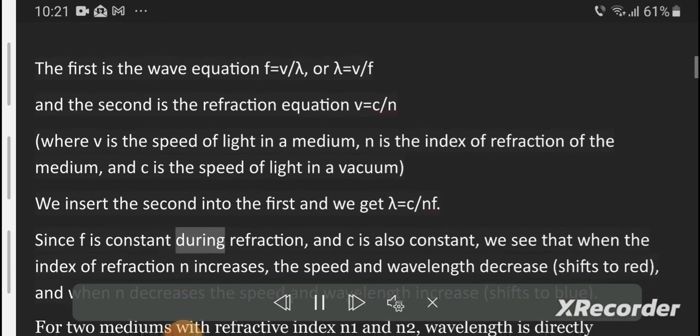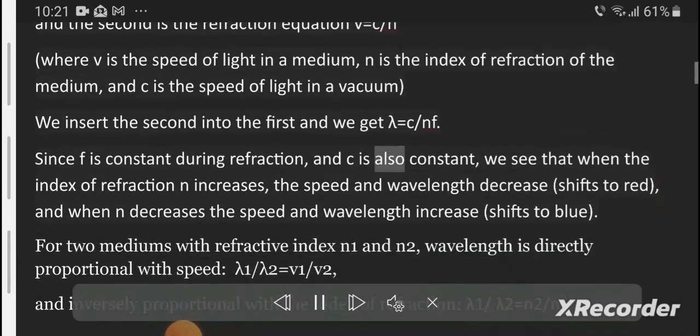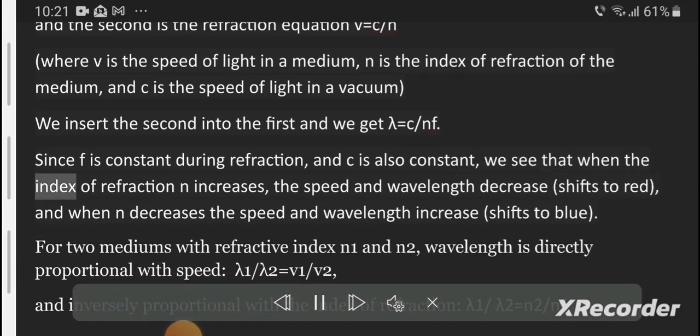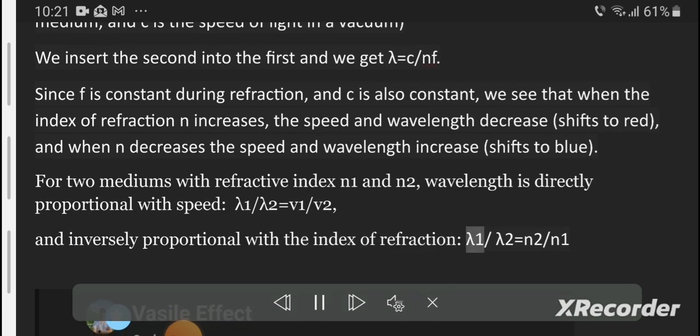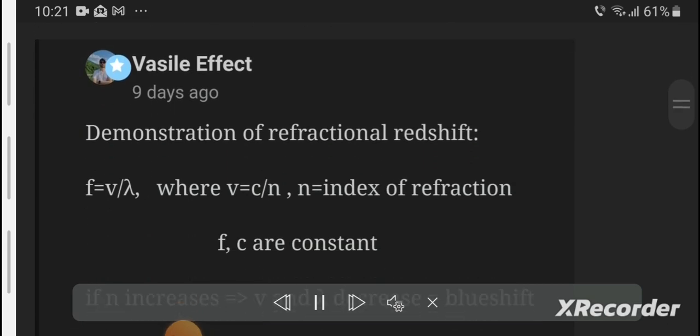Since f is constant during refraction, and c is also constant, we see that when the index of refraction n increases, the speed and wavelength decrease, shifts to blue, and when n decreases the speed and wavelength increase, shifts to red. For two mediums with refractive index n1 and n2, wavelength is directly proportional with speed, lambda1/lambda2 equals v1/v2. And inversely proportional with the index of refraction, lambda1/lambda2 equals n2/n1.